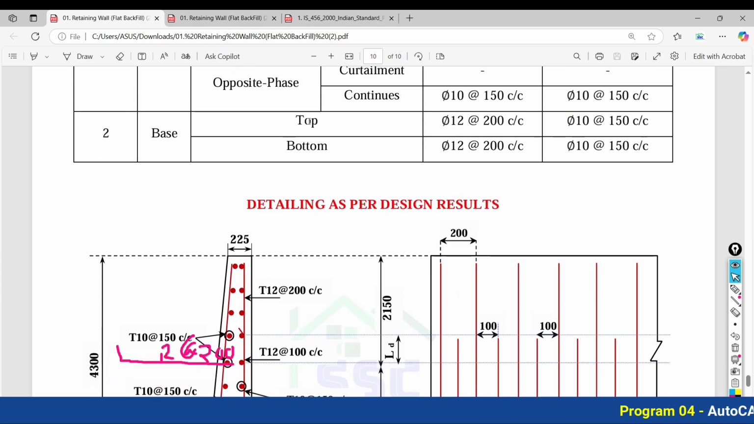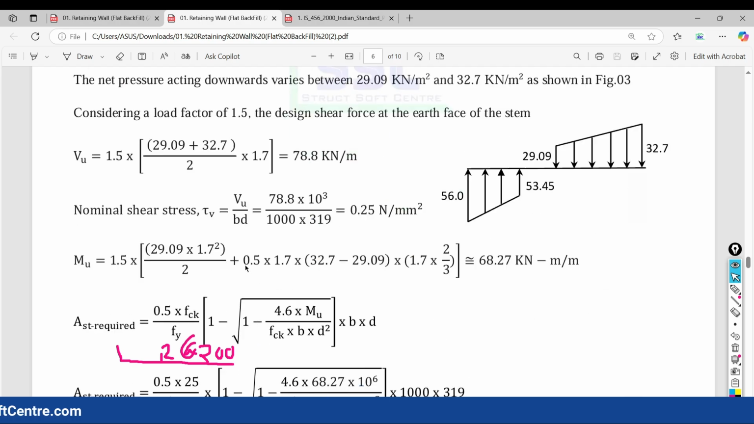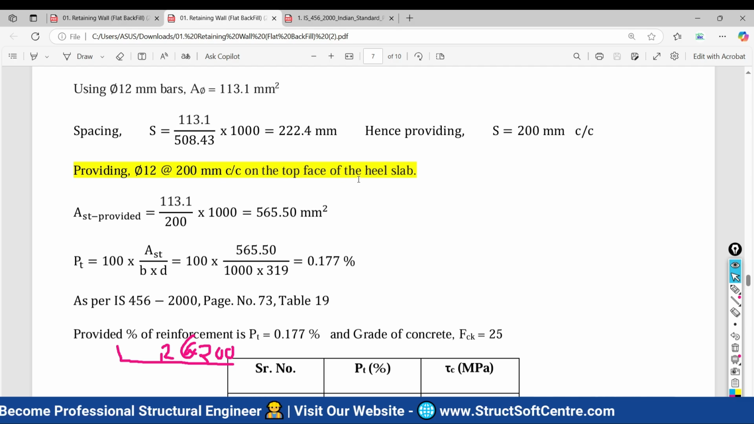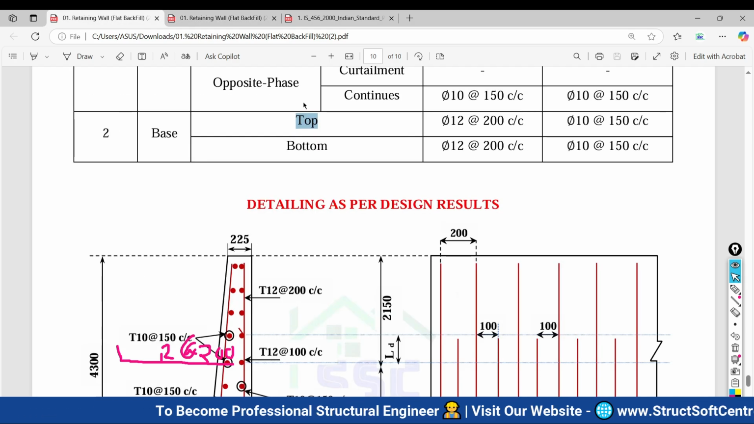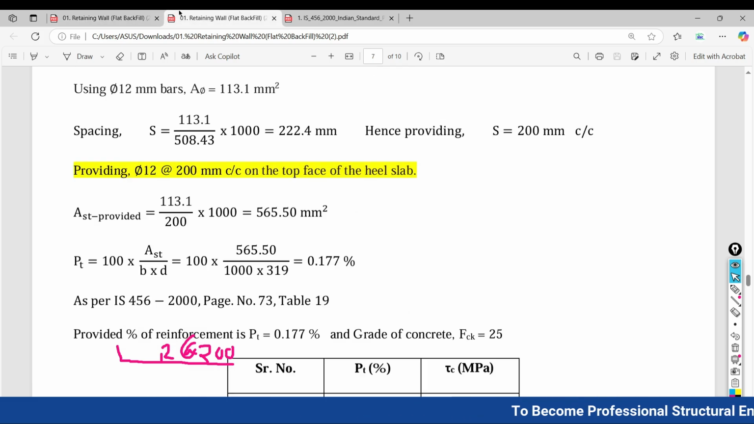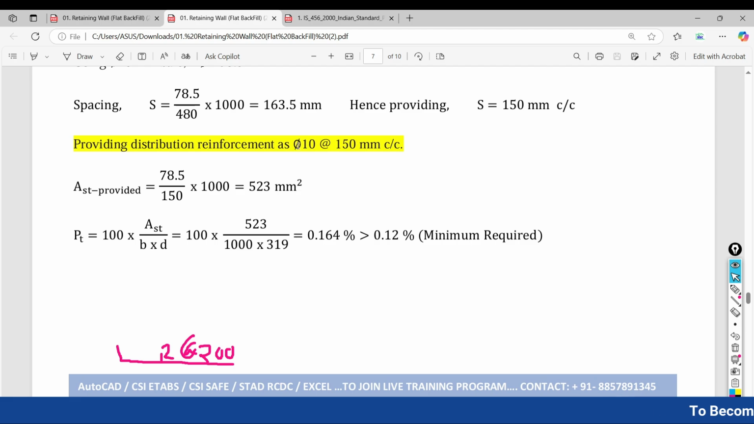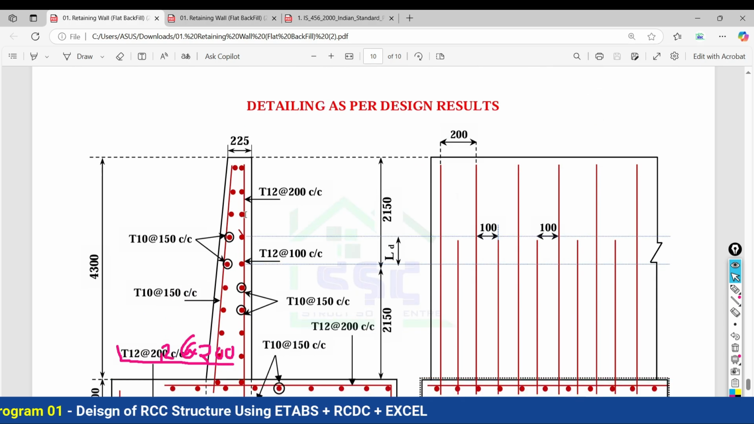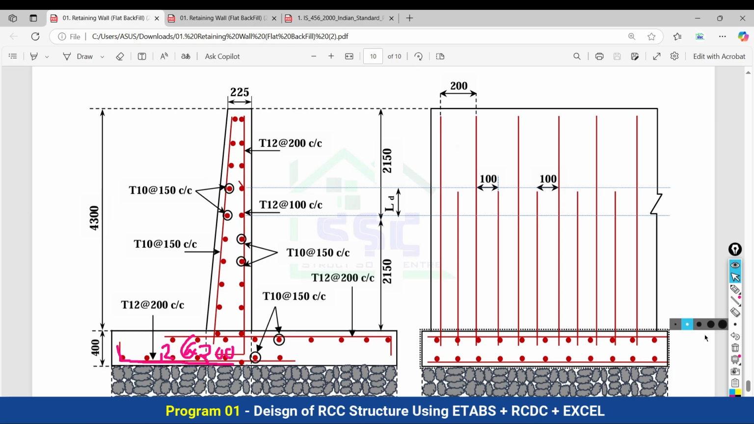Now for the top reinforcement, we need to look at the heel slab design. For the heel slab design, you can see 12 mm diameter of bar at 200 mm center to center on the top face of the heel slab. Here it is written as top 12 mm diameter of bar at 200 mm center to center, and distribution reinforcement again 10 mm diameter of bar at 150 mm center to center, as you can see. So complete detailing is present here.